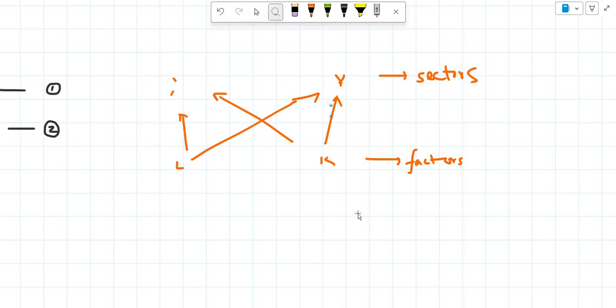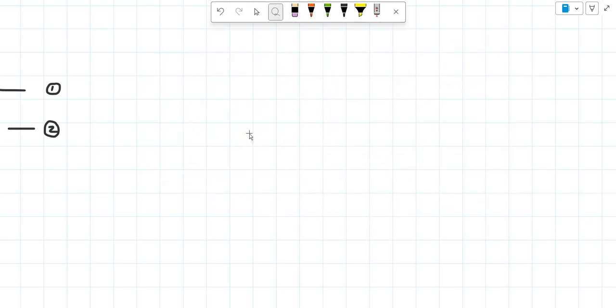This is a very standard Jones 1965 type model, but that is not the issue. So I'm just going to remove all of this. This was just to give you an idea about how the model looks like.